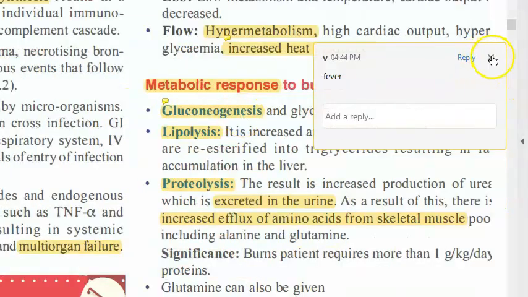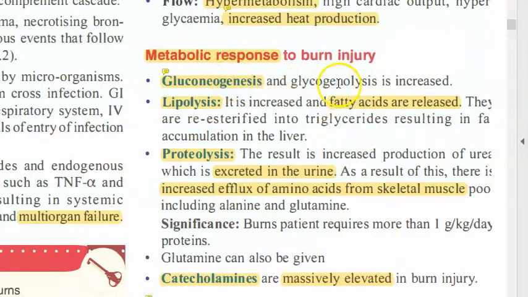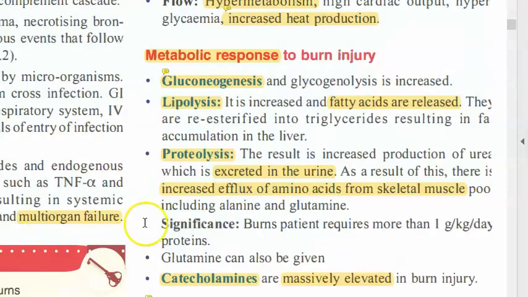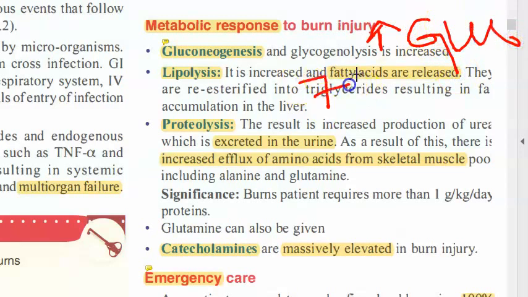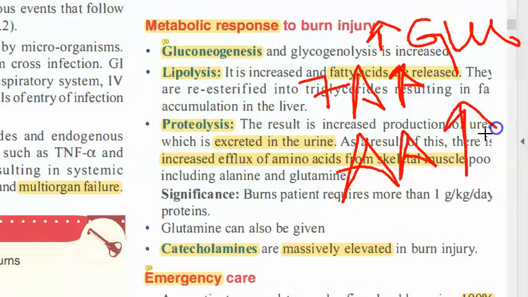Now, what happens as a metabolic response to burn injury? Guys, we are looking at the metabolic response to burns injury. What will be the metabolic response? So, gluconeogenesis and glycogenolysis. Finally, glycogen will break down, glucose is created, and glucose levels will increase. Then fatty acids are released because lipolysis will happen. Everything is breaking down. Glycogen, lipids, proteins are breaking down. So you will have amino acids also increased, right?